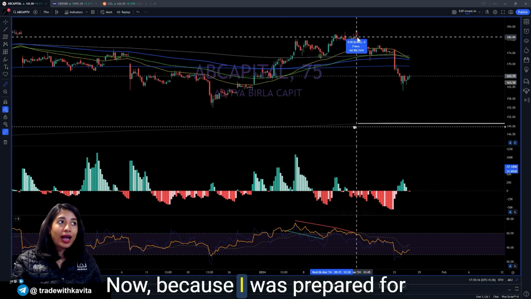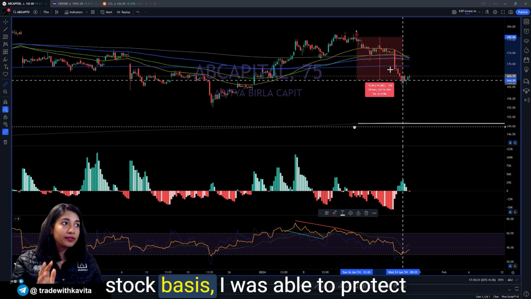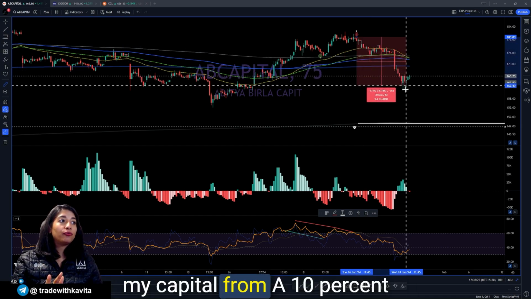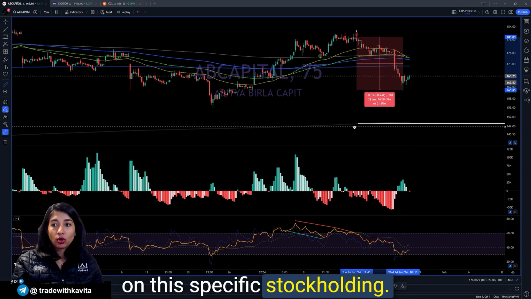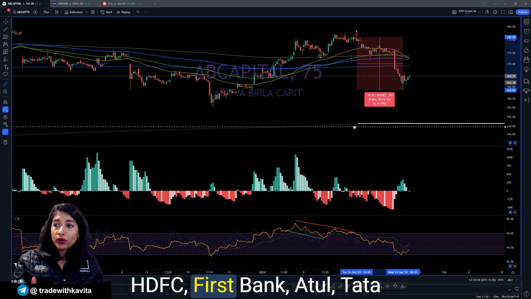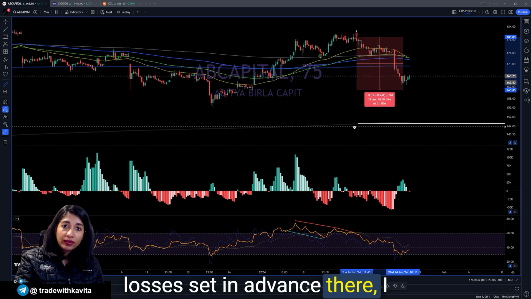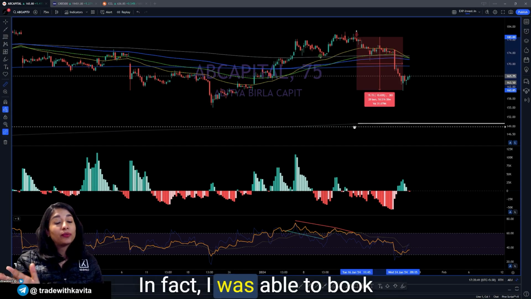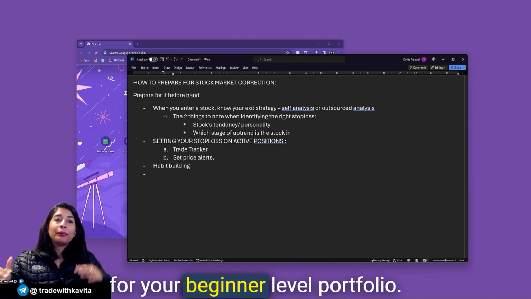Now, because I was prepared for a potential market correction, or I was prepared on a stock by stock basis, I was able to protect my capital from a 10% decline in a matter of 7 days on this specific stock holding. There are lots of examples like this in my portfolio, like HDFC First Bank, Atul, Tata Elxsi. Because I had stop losses set in advance there, I was able to protect my capital. In fact, I was able to book massive profits on this. This is what you need to do even for your beginner level portfolio.